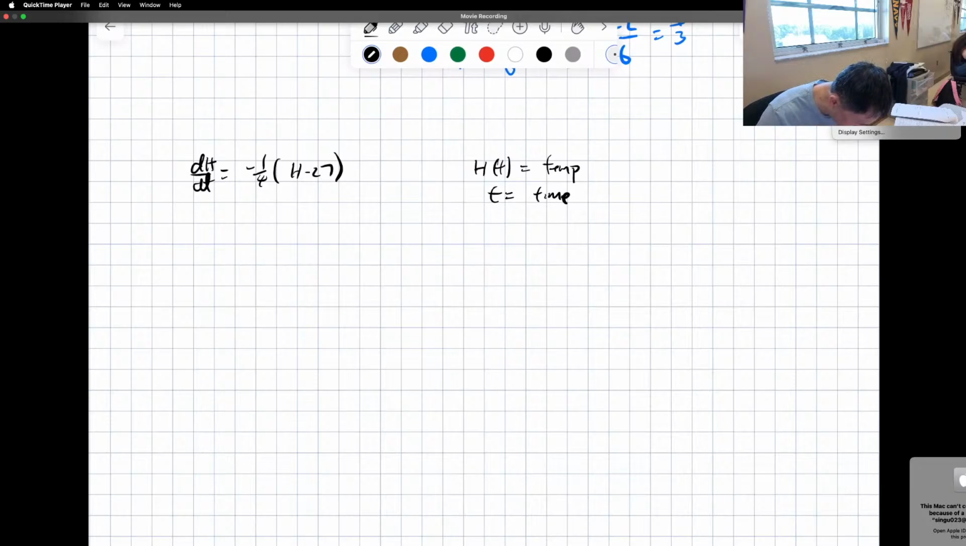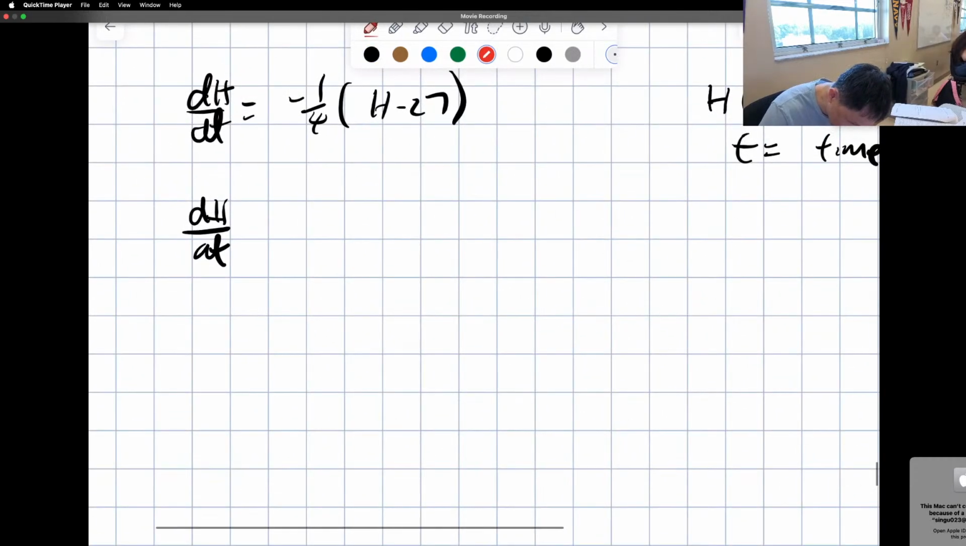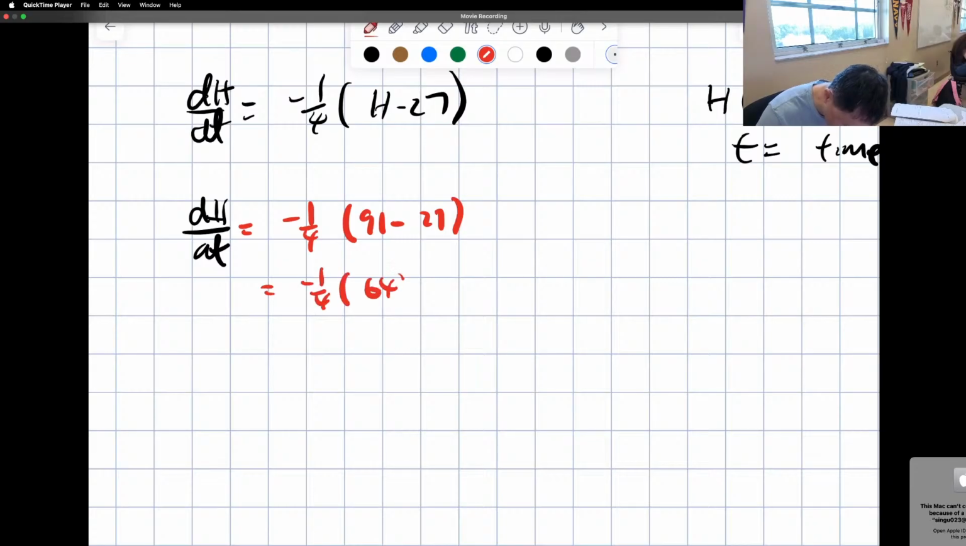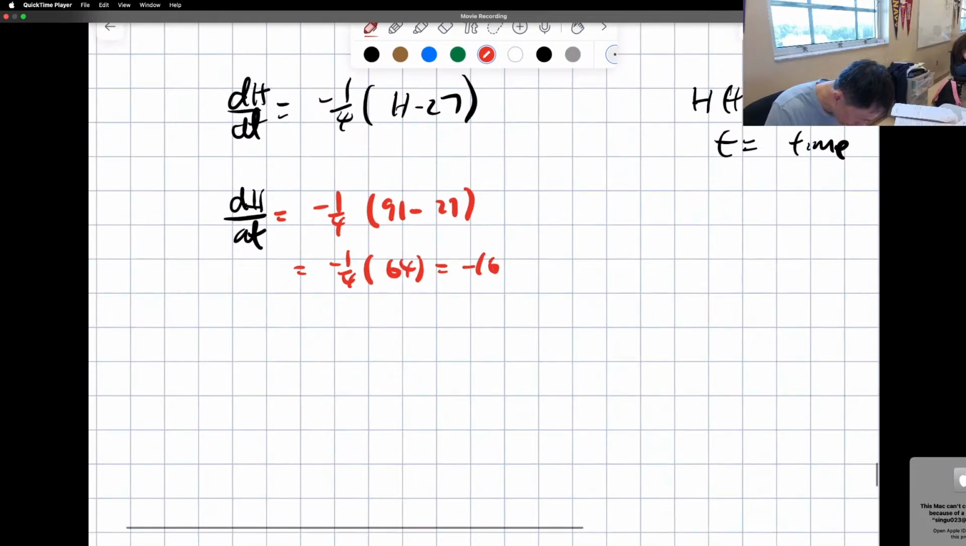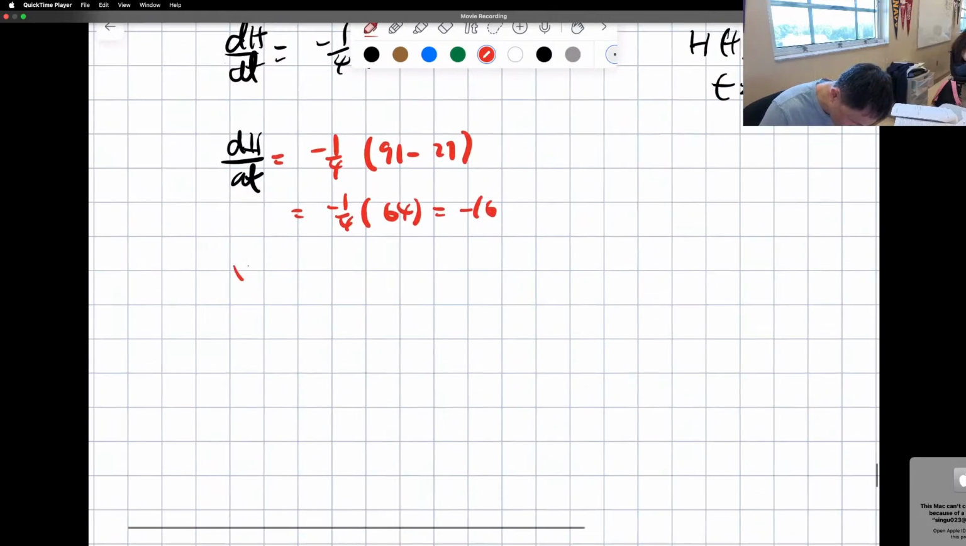They say write the equation of the tangent line and approximate the temperature at t equal to 3. So you say, okay, I'm going to find the rate of change. dh/dt is equal to negative 1/4 times (91 minus 27), and that's negative 1/4 times 64, which is equal to negative 16. If you got that, you get 1 point. Then y minus the initial condition is 91, equals negative 16 times (x minus 0).